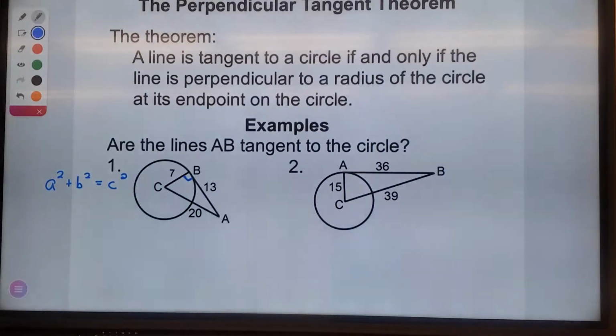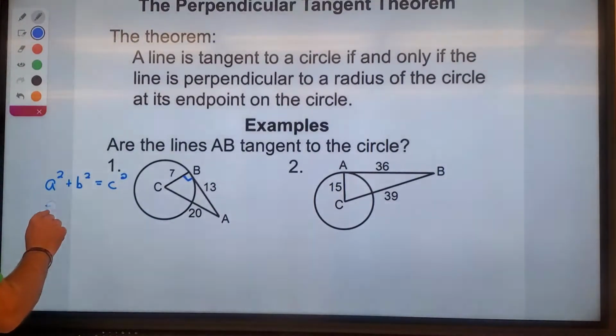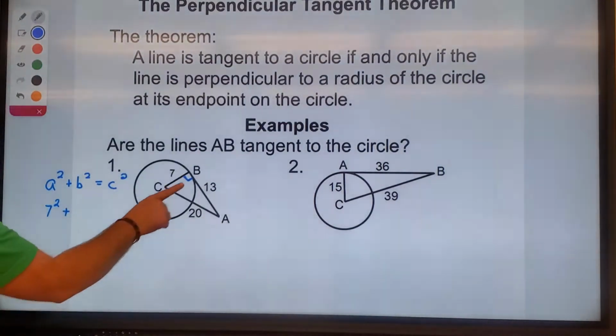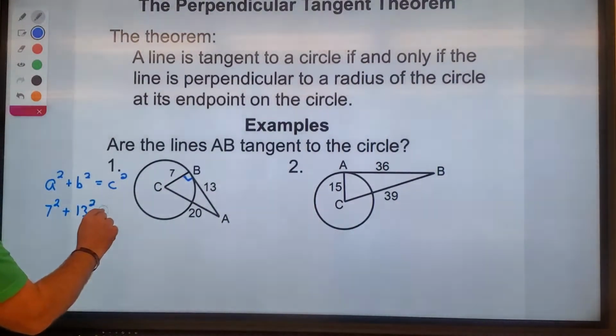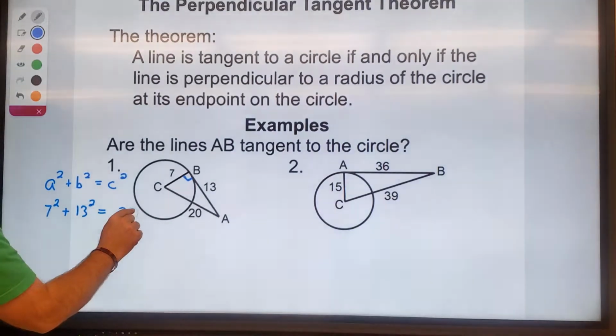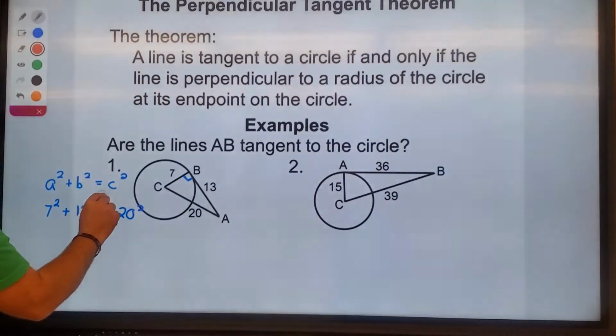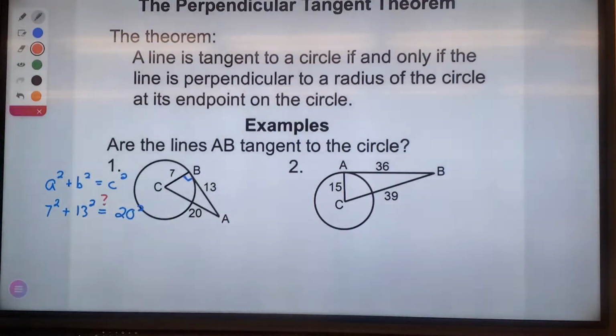Okay, so again, the two sides that touch point B here are my legs. So CB, or 7, is either a or b. I'll just put it in for a. Plus BA is the other leg, so that's the b value. So this is 13 squared. And that should equal the hypotenuse squared. If in fact this holds true, that the left-hand side is equal to the right-hand side, then these are tangent. If it is not true, if it does not equal, then you would put a strike through the equal sign, indicating that they are not equal, and then you would write the words not tangent.